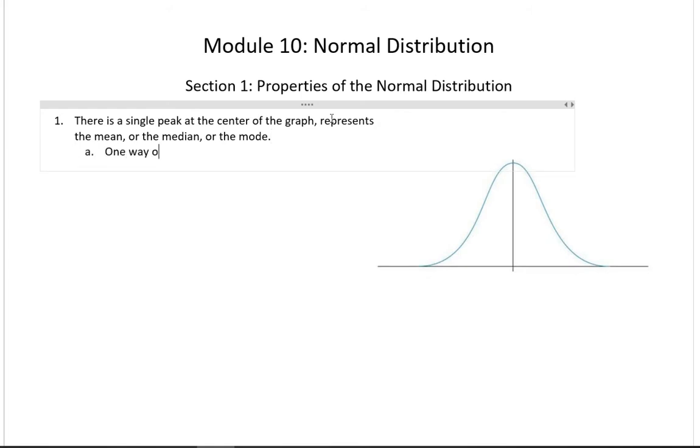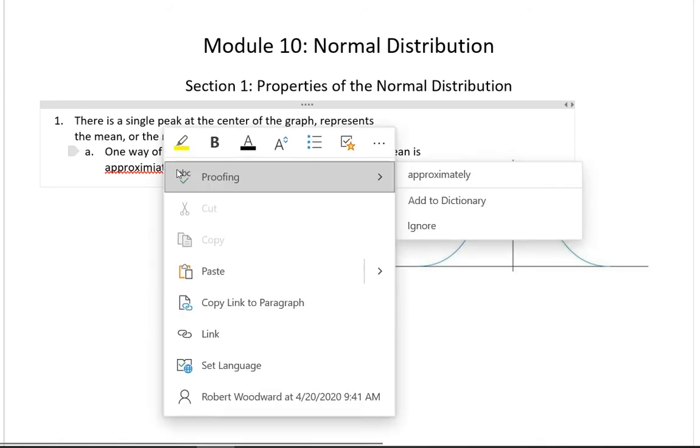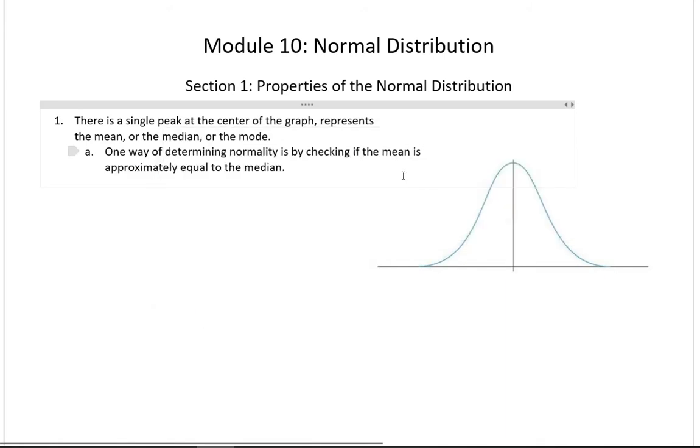One way of determining normality, or trying to determine if the graph is normally distributed, is by checking if the mean is approximately equal to the median. That's one way of checking for normality.